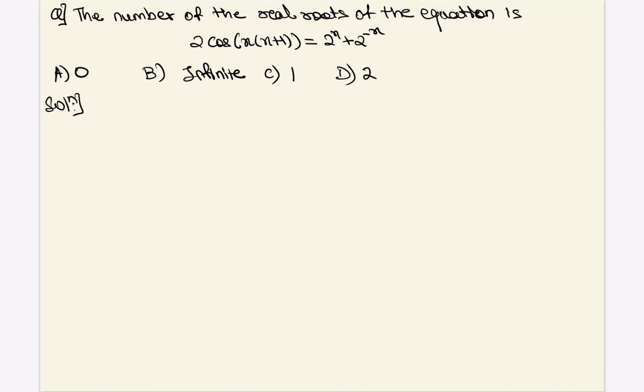So let's look at this question. The number of real roots of the equation 2 cos x (x + 1) = 2^x + 2^(-x) is equal to?